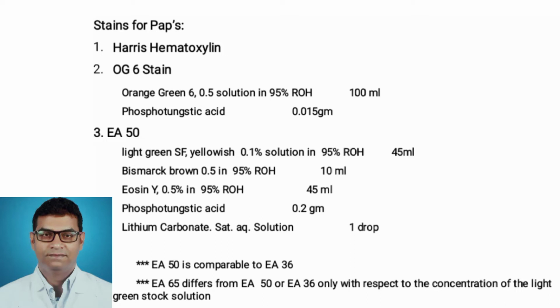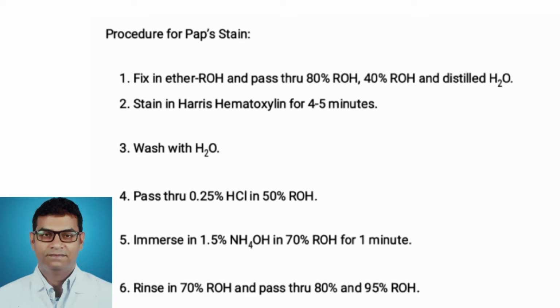Stains that are involved in Pap staining: Harris hematoxylin, OG6 stain, EA50. Procedure for the Pap stain. First, we have to fix the smears in ethyl alcohol and pass through 80% alcohol and 50% or 40% alcohol and distilled water. Then the smear is stained in Harris hematoxylin for 4 to 5 minutes. Wash with water, pass through 0.25% HCl in 50% absolute alcohol. Immerse the slides in 1.5% ammonium hydroxide in 70 to 75% absolute alcohol for 1 minute.